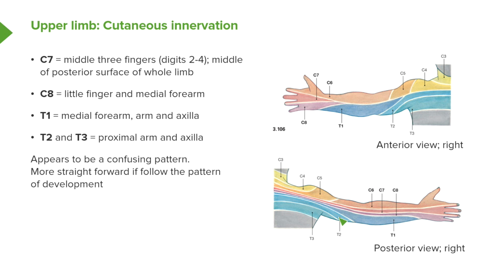Now this may seem some random arrangement. It may appear confusing, but actually it follows quite a logical pattern if you hold the arm in this orientation. C3, 4, 5, 6, 7, C8, and then we move on to the thoracic spinal cord segments. So T1, T2, T3, and then running down the chest would be 4, 5, 6, 7, 8, etc. And this is all due to a developmental process.